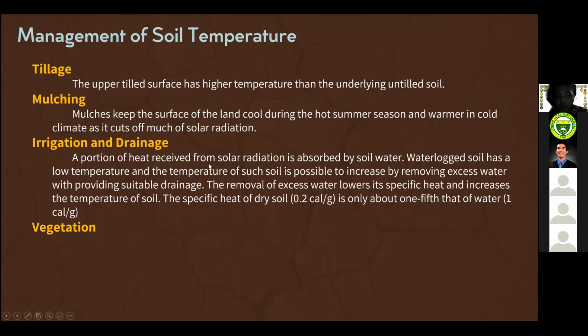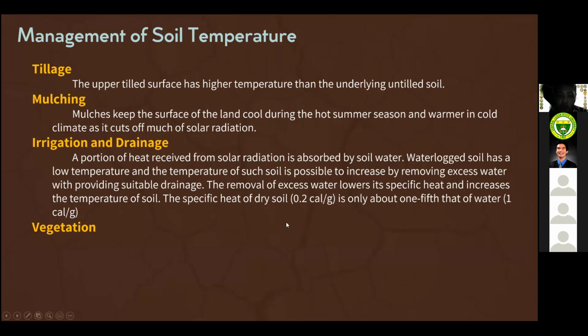Then irrigation and drainage. A portion of heat received from solar radiation is absorbed by soil water. So ito na yung sinasabi ko kanina. Soil water is very mas taas yung specific heat niya, which is 1 calorie per gram kaysa sa soil. So mas pwedeng makatulong siya sa absorbance ng heat, yung soil water. Water-logged soil has a low temperature, and the temperature of such soil is possible to increase by removing excess water with providing suitable drainage. So pag mainit naman yung soil natin because of soil water, we can easily drain out the soil to cool down.